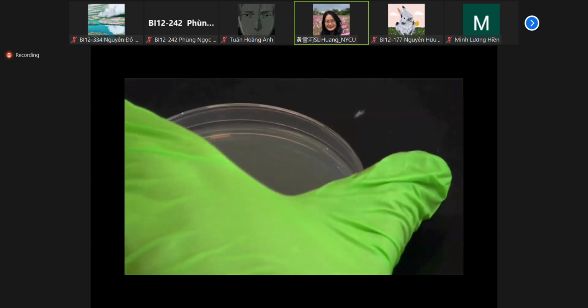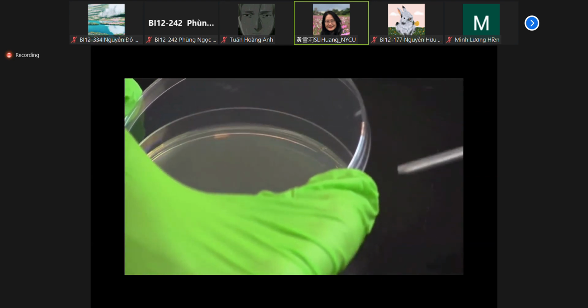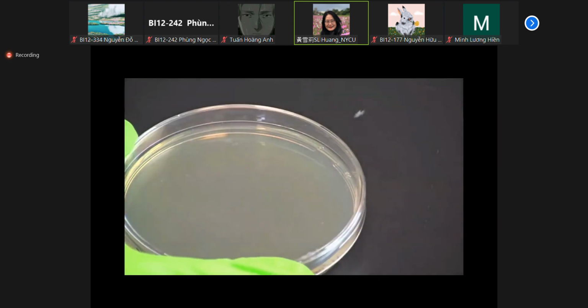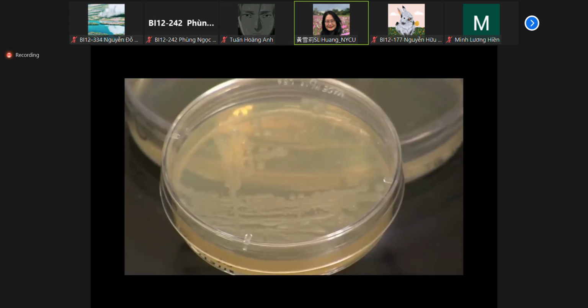Repeat the process one final time in the fourth quadrant. Flame the loop after completing the streak plating. Invert the plate and place it in an incubator at 37 degrees Celsius for 24 to 48 hours. After 24 to 48 hours, the colonies will have grown and can be examined.